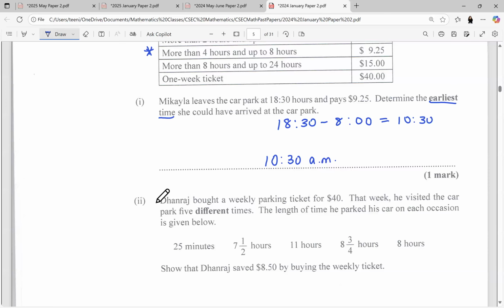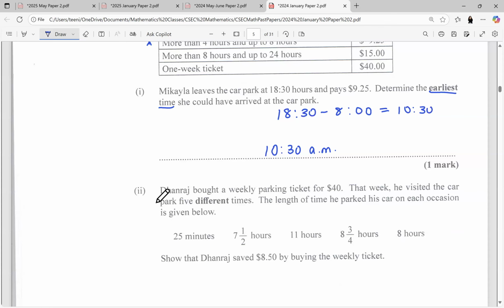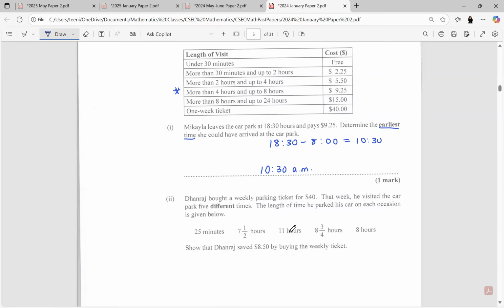Danraj bought a weekly parking ticket for $40. That week, he visited the car park 5 different times. The length of time he parked his car on each occasion is given below. First, he spent 25 minutes, then 7.5 hours, then, hold on, let me just zoom out here. Right. Then 11 hours, 8.75 hours, and 8 hours. Show that Danraj saved $8.50 by buying the weekly ticket.